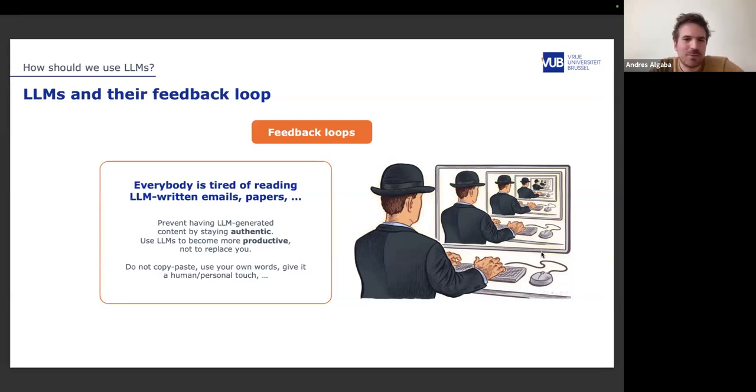So please don't do this, right? Again, use it as a conversational partner. A conversational partner doesn't write text for you, it inspires you. It helps you to discover blind spots. It helps you to think differently, maybe about some topics. But the things which you do, please stay authentic. Use it to become more productive, but not to replace you. So a general advice that I always give is do not copy paste from LLMs. Use still your own words, give it your own human personal touch.